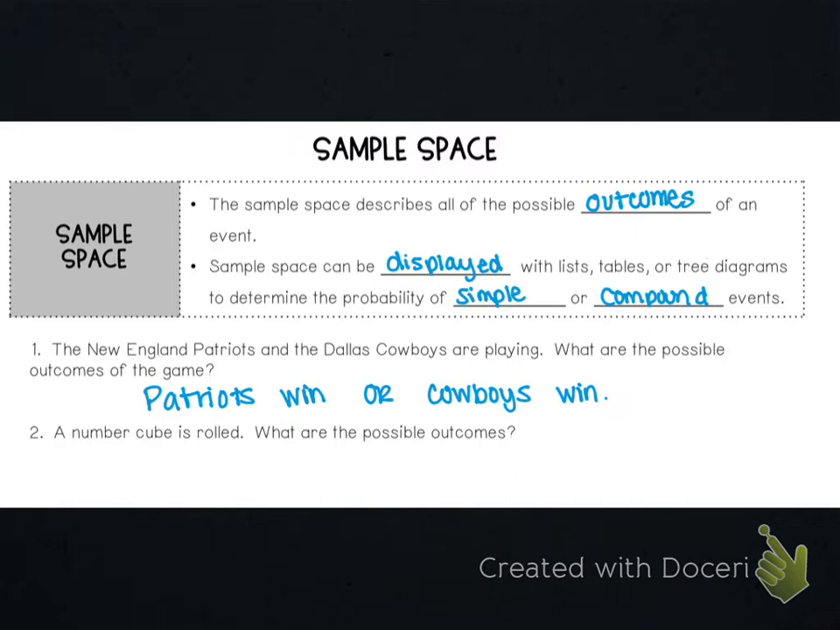Number two, a number cube is rolled, also known as a dice. What are the possible outcomes? So if I roll a die, my possible outcomes is that I roll a 1, 2, 3, 4, 5, or a 6. Okay. And moving on to the next one.